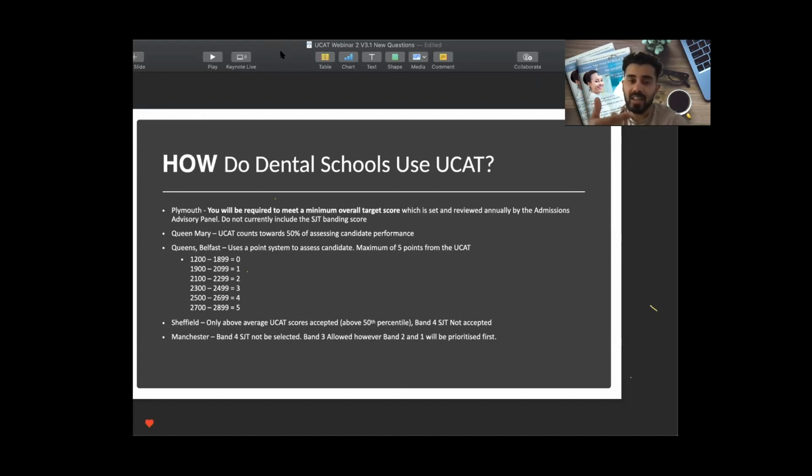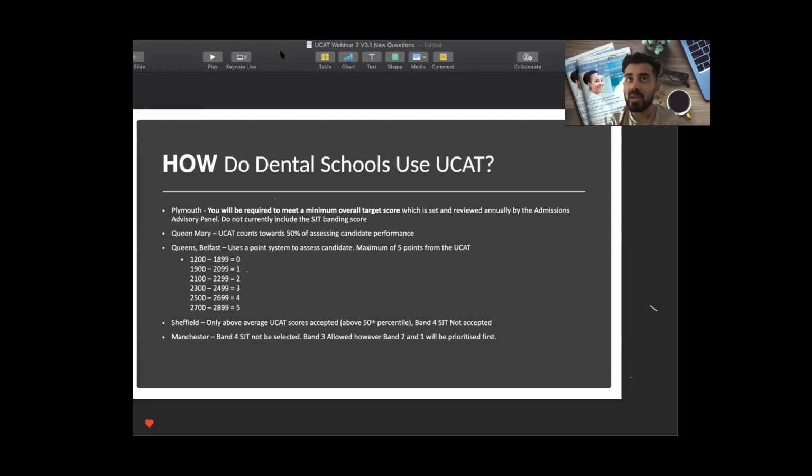The next thing is how they actually utilize that score. That is basically whether they put emphasis on the UCAT, whether they actually put a weighting on that particular element and what that weighting is in comparison with, for instance, your academic scores as well. The slide that I'm on at the moment actually describes that.